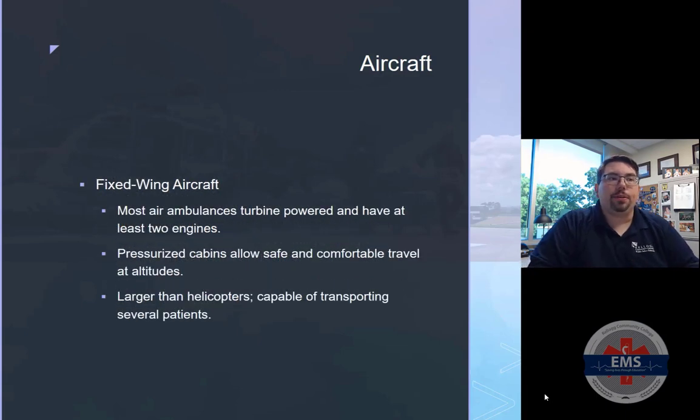Fixed-wing aircraft, most air ambulance turbine power, they have at least 2 engines, which is kind of neat because you wouldn't necessarily know that. They allow for pressurized cabins. They allow for safe and comfortable travel at very high altitudes. Because the cabin is pressurized, that makes a big difference in our patients who are intubated or may have some type of balloon pump, or even the lumen on your endotracheal tube. It can make transport much more simple, I guess you could say, as far as not having to add fluid or water or adjust anything based on pressures. Larger than helicopters, obviously, and they can take a lot more patients. They can take several patients at a time. Typically, most of your rotary wing are going to take 1, potentially up to 2.